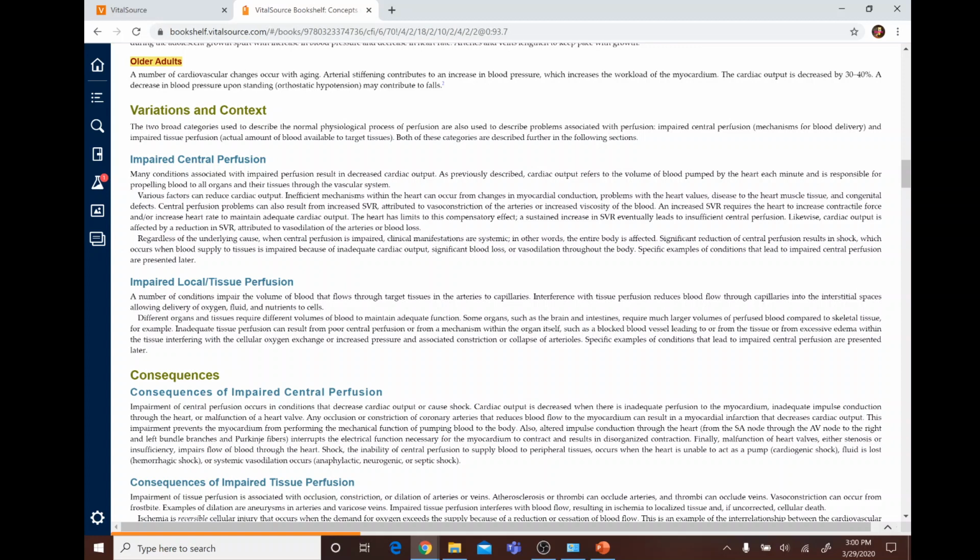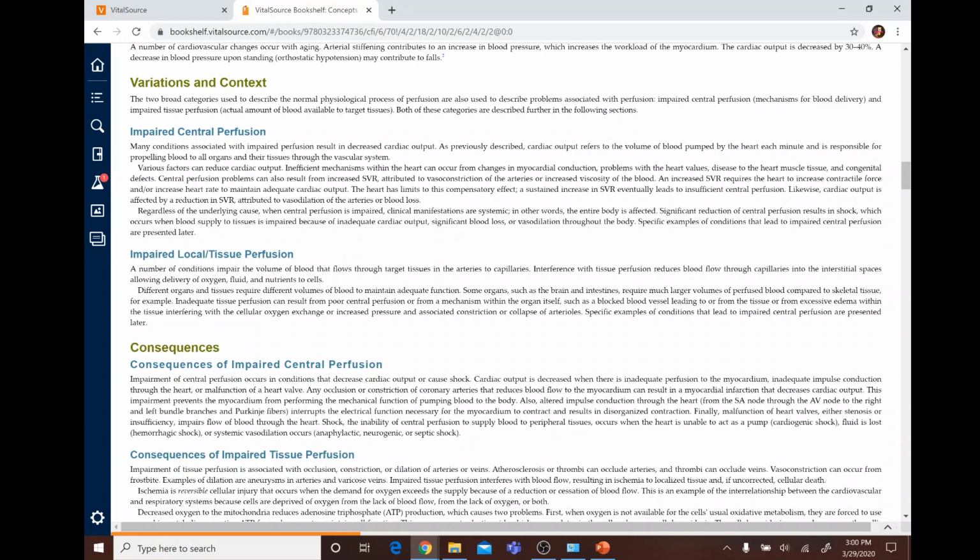A sustained increase in SVR eventually leads to insufficient central perfusion. Likewise, cardiac output is affected by a reduction in SVR attributed to vasodilation of the arteries or blood loss.